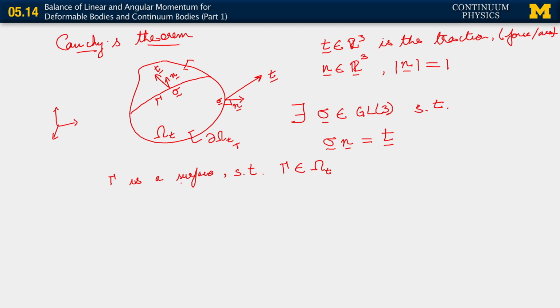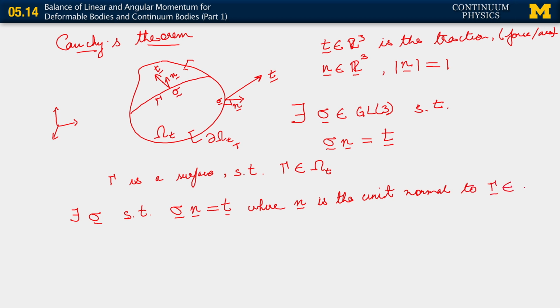So essentially from this one can conclude that there exists sigma such that sigma n equals t, where n is the unit normal to gamma belonging to omega naught. I should better write gamma as being a subset of omega naught, and it's not a vector or tensor, of course. So there exists a sigma such that it satisfies this condition for any surface within the body.